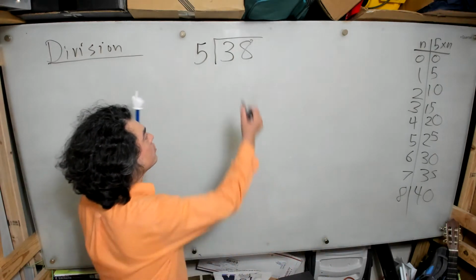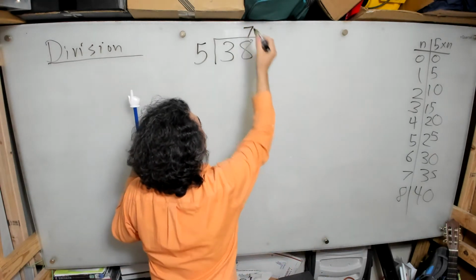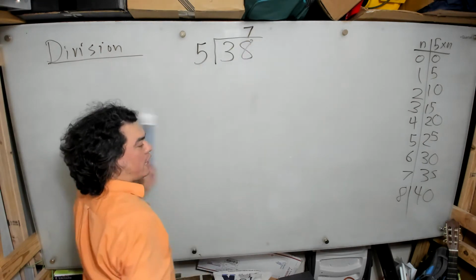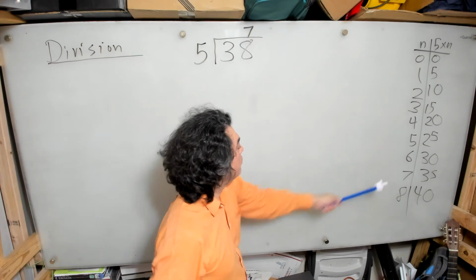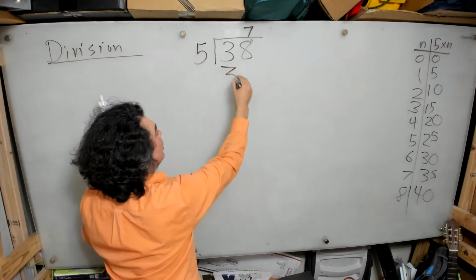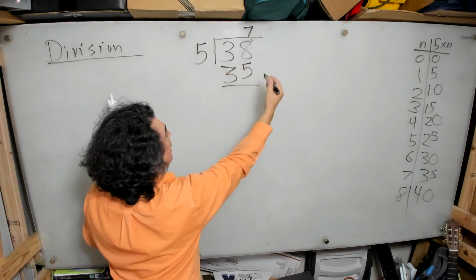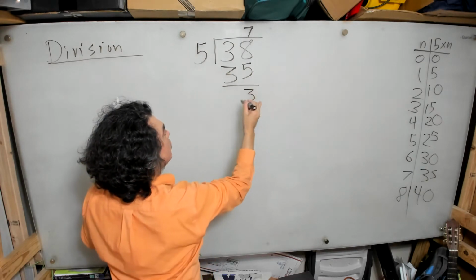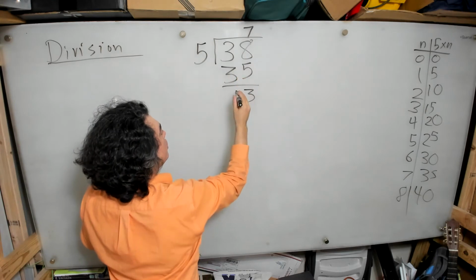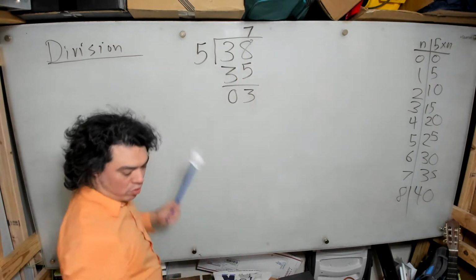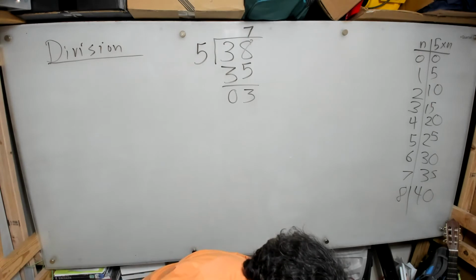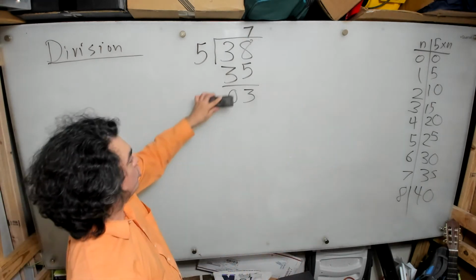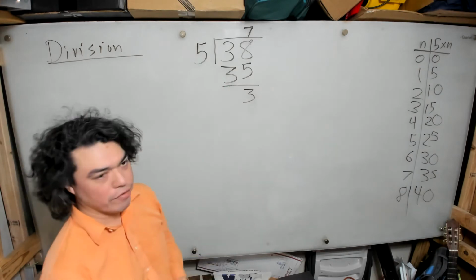7 times 5 is 35, as we can see from our multiplication table. So that's 35. I now ask, what is 8 minus 5? That's 3. What is 3 minus 3? 0. When it's a 0, we usually don't write the 0, so let me just erase it from history. It is never there.